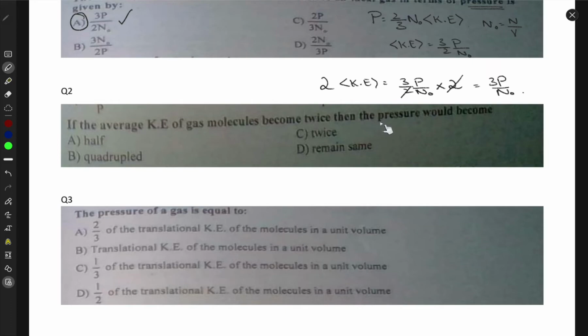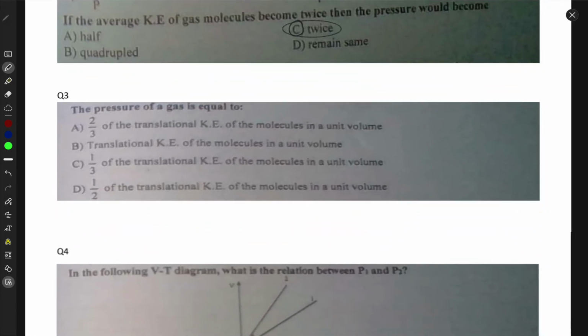So what happens to the pressure? We know that the pressure is directly proportional to the kinetic energy, and so the pressure should become double as well. So we'll say that the pressure becomes 2 times. So the correct option is option C.